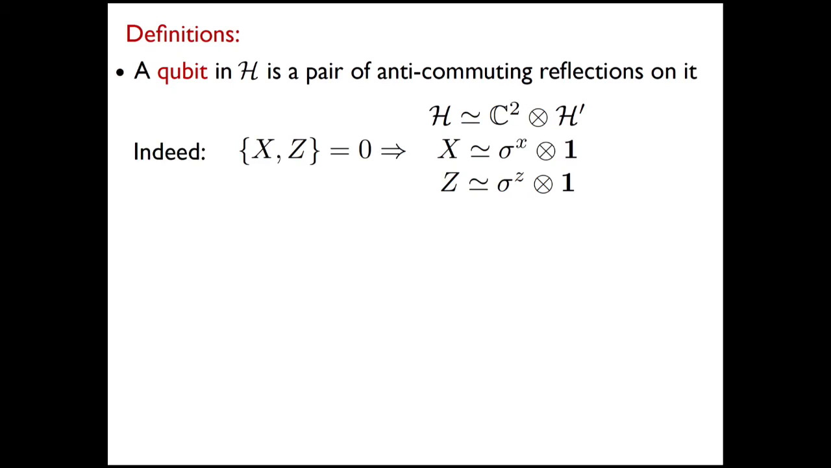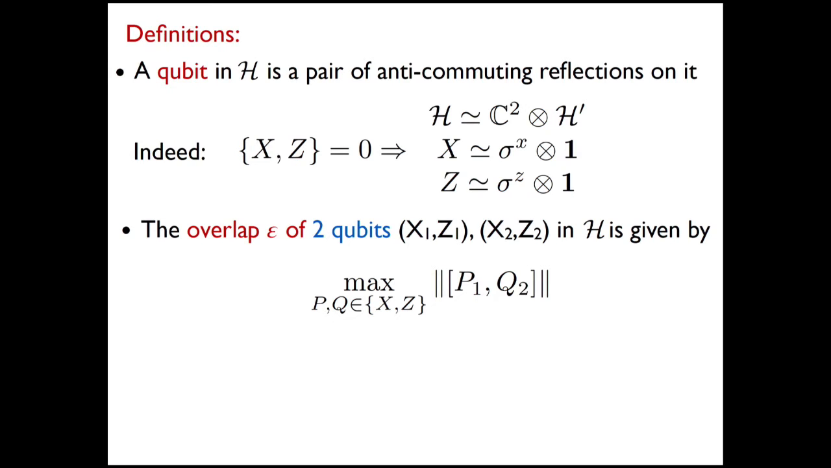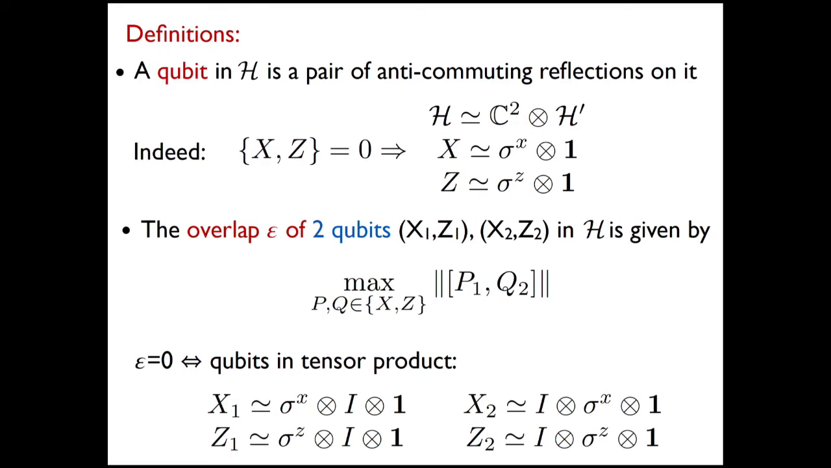Furthermore, if you have two qubits specified by their reflections X1, Z1, X2, Z2, their overlap epsilon is defined as the maximum of the spectral norms of all their pairwise commutators. In fact, it's easy to prove that n qubits are in tensor product if and only if their corresponding reflection pairs are simultaneously isomorphic to pairs of Pauli matrices which precisely commute with each other.